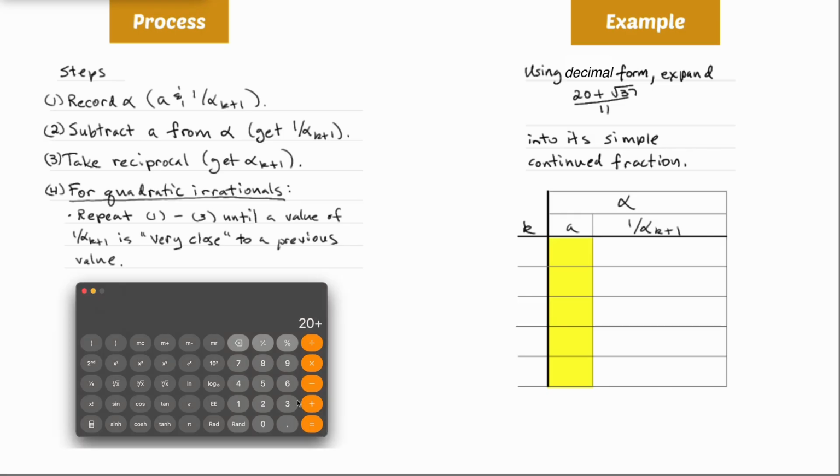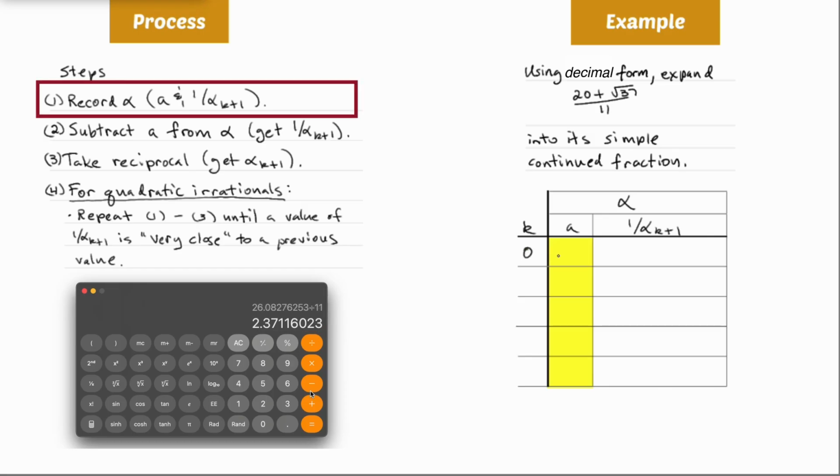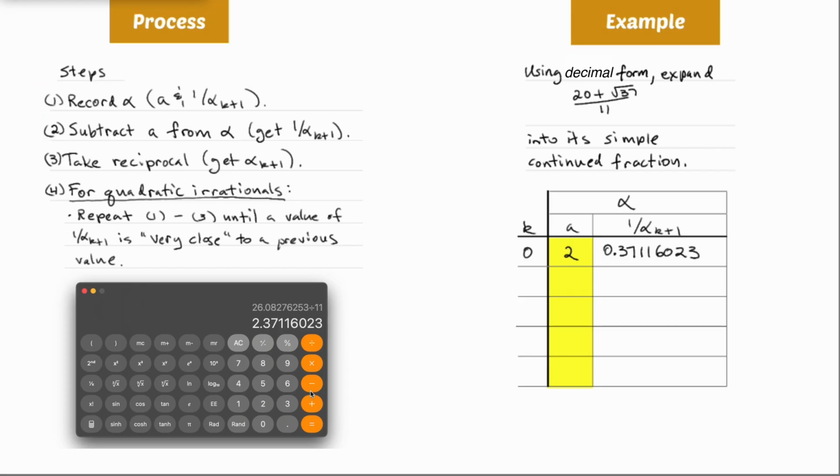20 plus the square root of 37, then divide the result by 11. It is approximately 2.37116023. I say approximately because we can't put the exact value in decimal form. Anyway, this 2 is the integer part a, and everything after the decimal is approximately the fraction part, 1 over alpha sub k plus 1. We'll put this in the row for k equals 0. A is 2, and 1 over alpha sub k plus 1 is all of this.